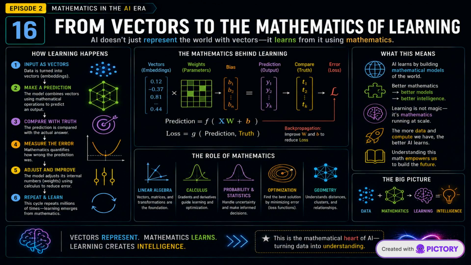We have seen how vectors allow AI to represent information. But representation is only the beginning. How does AI actually learn from these representations? That takes us toward matrices, calculus, optimization, and the mathematics of learning.